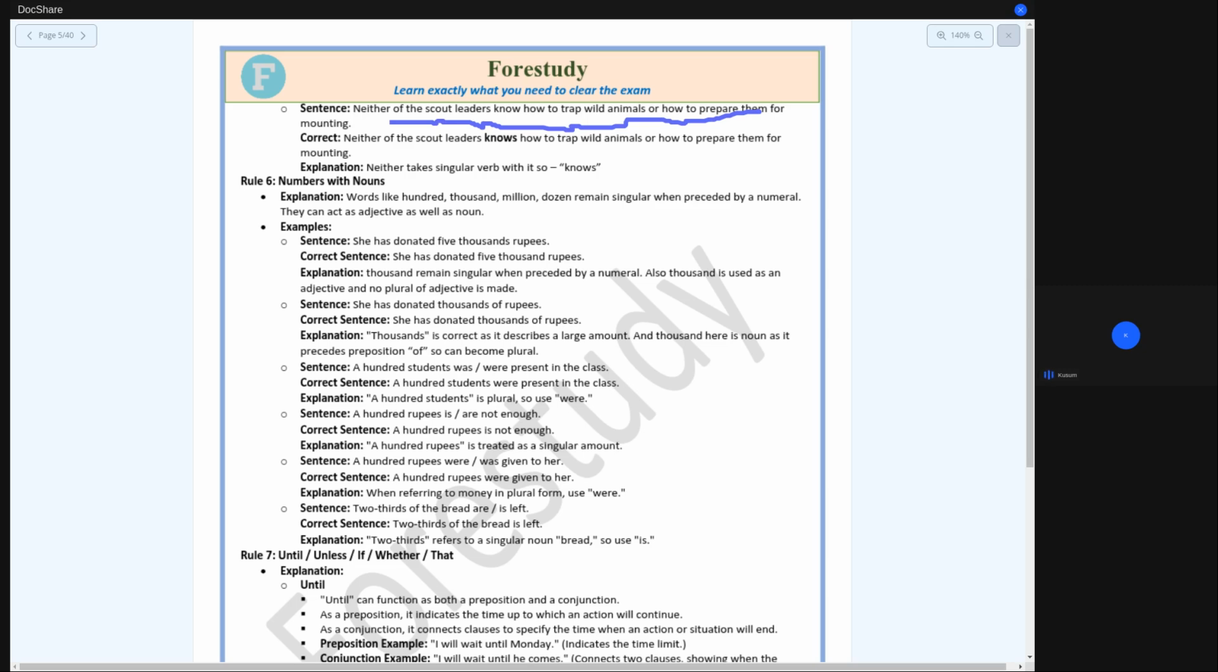So the key for rule 5 is: when you have two subjects joined by either/or, neither/nor, or not only/but also, look at the subject closest to the verb. That is one, your verb needs to agree with the number. All right? Okay.